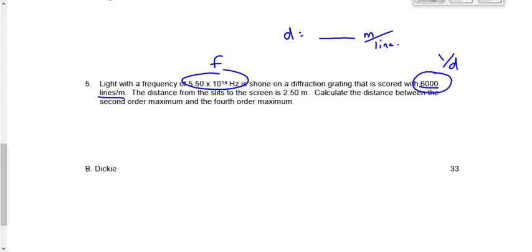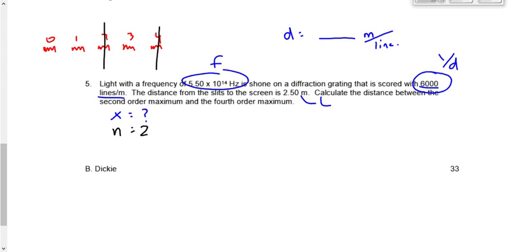That's easy though. The distance from the slits to the screen is 2.5 meters. That's going to be L. We want to find the distance between the second order maximum and the fourth order maximum. That's going to be X. Now, what's the value of N that's consistent with that X? Central maximum, first, second, third, fourth order maximum. We're talking about the second order max and the fourth order max. We're going to say N is equal to 2 here.